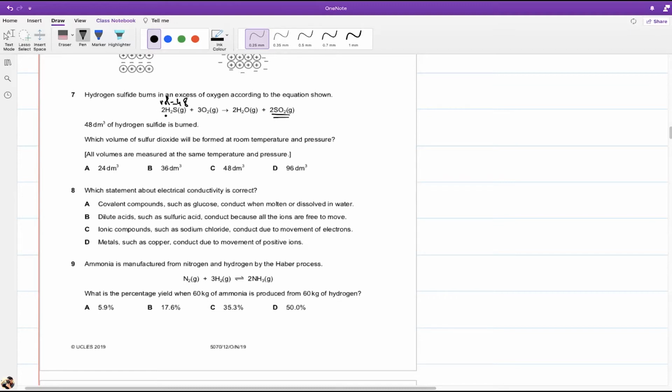Now remember, what is the ratio of volume here? 2 produces 2, right? And in gases, we know that the ratio of moles is same as ratio of volume. So if 2 moles produce 2 moles, then 48 dm cube will produce 48 dm cube, because that's the ratio.